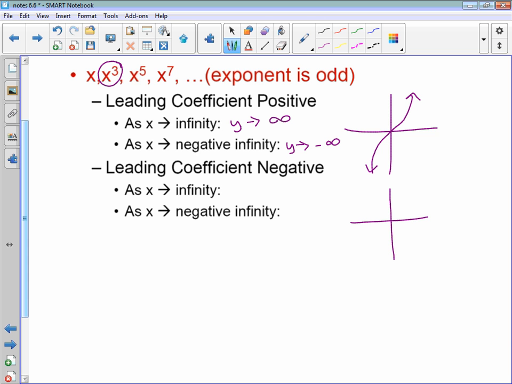So guys, negative leading coefficient. What happens to my graph? Yeah, it goes this way. So as x approaches infinity, where does my graph go? My y values go? Okay, that was really quiet. Where does it go? Negative infinity. And then as x approaches negative infinity, where do your y values go? Positive infinity. Easy?